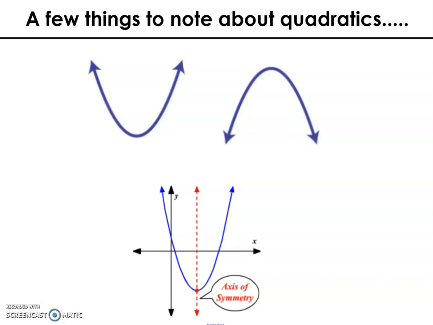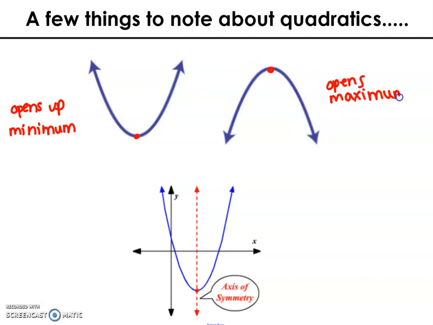A few things to note about quadratics. So like I said in the graphing part of the last slide, the graph of a quadratic, which is called a parabola, can either open up or down. So in this case, this one on the left, we can see that this one opens up. And when it opens up, the vertex is going to be a minimum point. So this has a minimum. On this other parabola here, this parabola opens down, and this vertex is going to be a maximum.